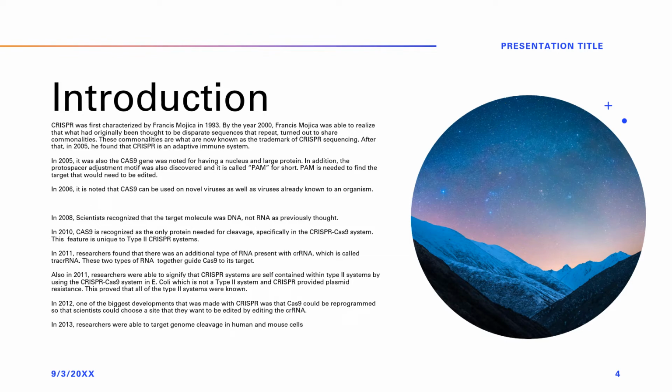In 2005, it was also noted that the Cas9 gene had a nuclease, a large protein. In addition, the protospacer adjacent motif was also discovered, and it is called PAM for short. PAM is needed to find the target that would need to be edited. In 2006, it is noted that Cas9 can be used on novel viruses as well as viruses already known to an organism. In 2008, scientists recognized that the target molecule was DNA, not RNA as previously thought.